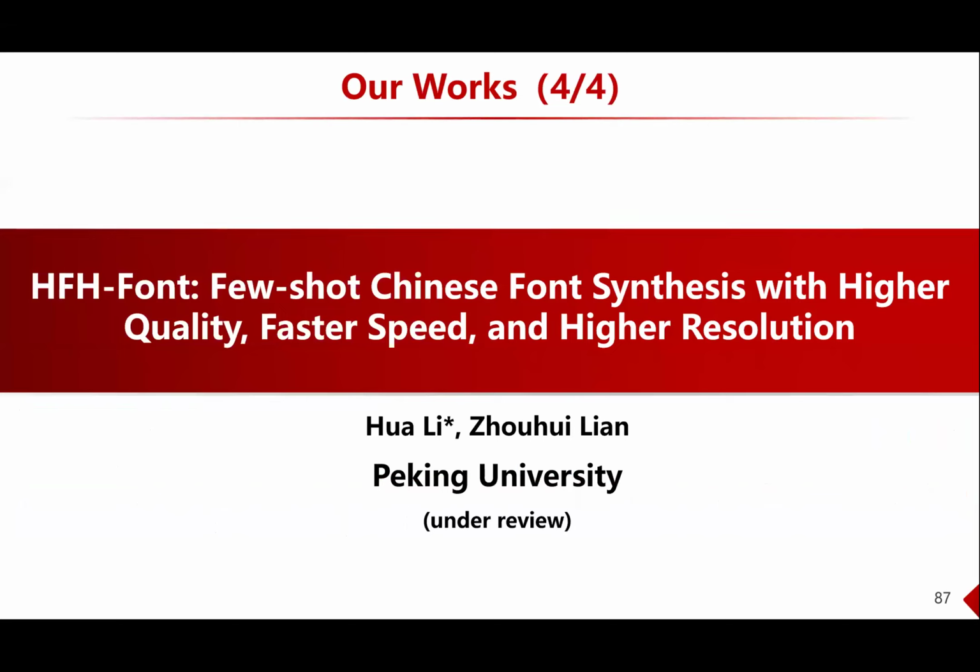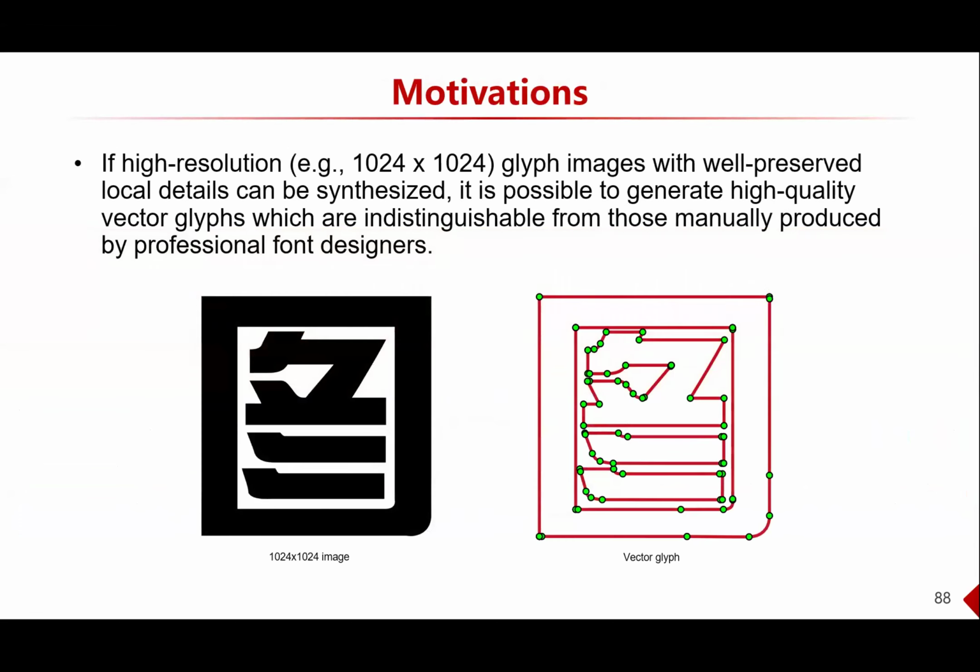Due to the time limit, I will quickly go through our recent work, which is still under review. The key motivation of this work is that if we can generate high resolution, for example 1K by 1K GIF images, many well-preserved local details can be included in these images. If such GIF images can be synthesized, then it is possible to generate high-quality vector forms, which are indistinguishable from those manually produced by professional form designers like this one.